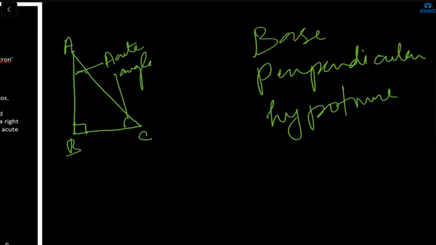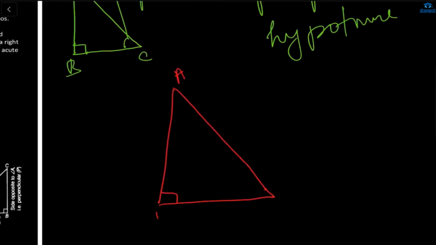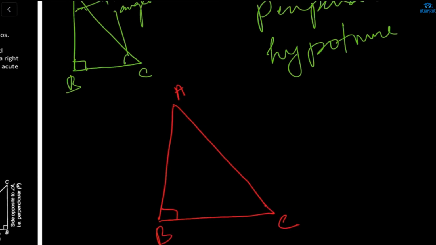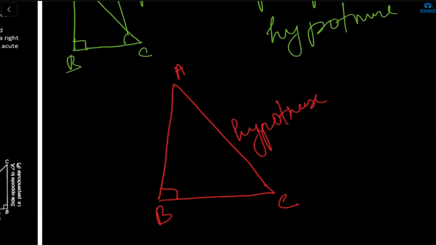Now, this is a right angle triangle. In a right angle triangle, the side which is opposite to the 90-degree angle, that means side AC, is the hypotenuse. Now, if you are referring to angle A, there are two acute angles in this triangle.